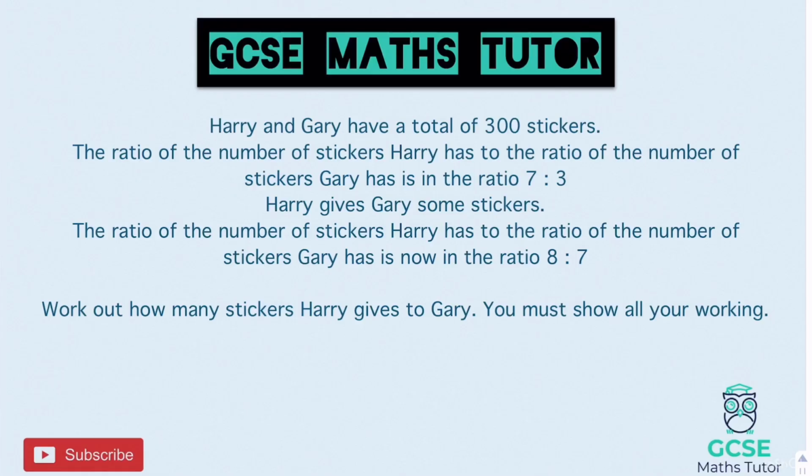Right, so Harry and Gary have a total of 300 stickers. The ratio of the number of stickers Harry has to the number of stickers that Gary has is in the ratio 7:3. So we've got Harry and Gary, and that is in the ratio 7:3.